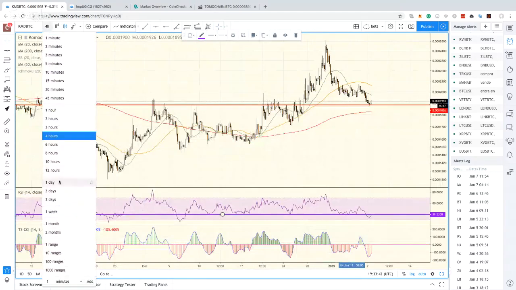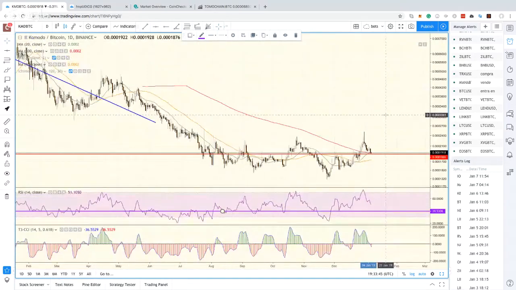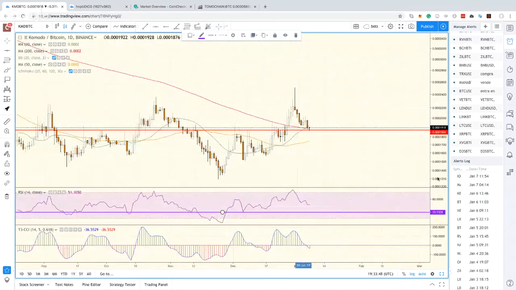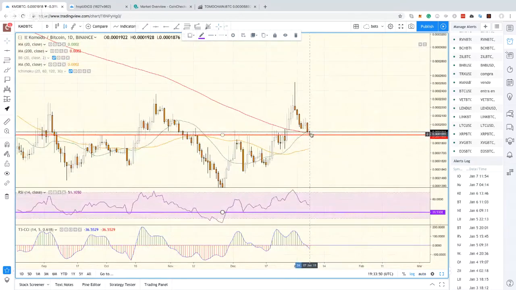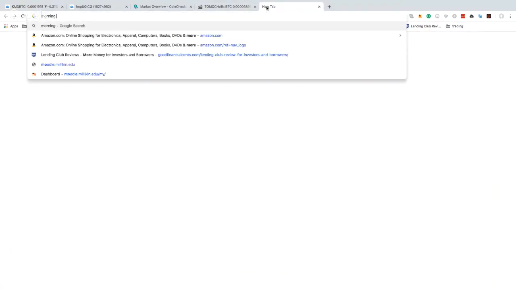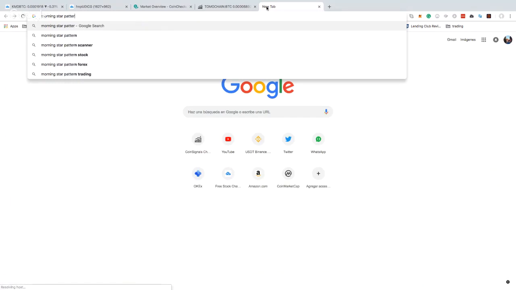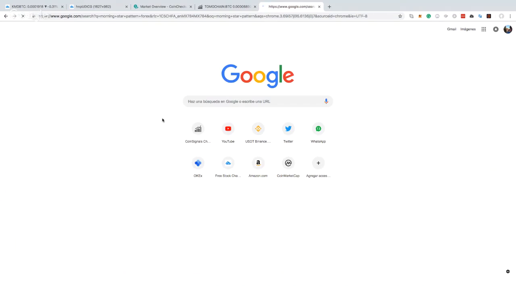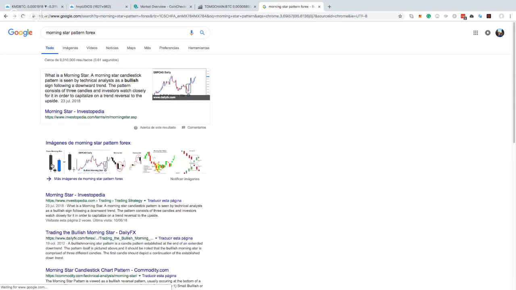And we can look at the daily chart here. This is what I like. The price is trying to find support in the 200 MA, and if the price finds support here, it's going to close above the 20 MA really fast, probably in 3 days, just because this could be a morning star pattern. If you don't know that pattern, it is a bullish pattern when the price is going down here.